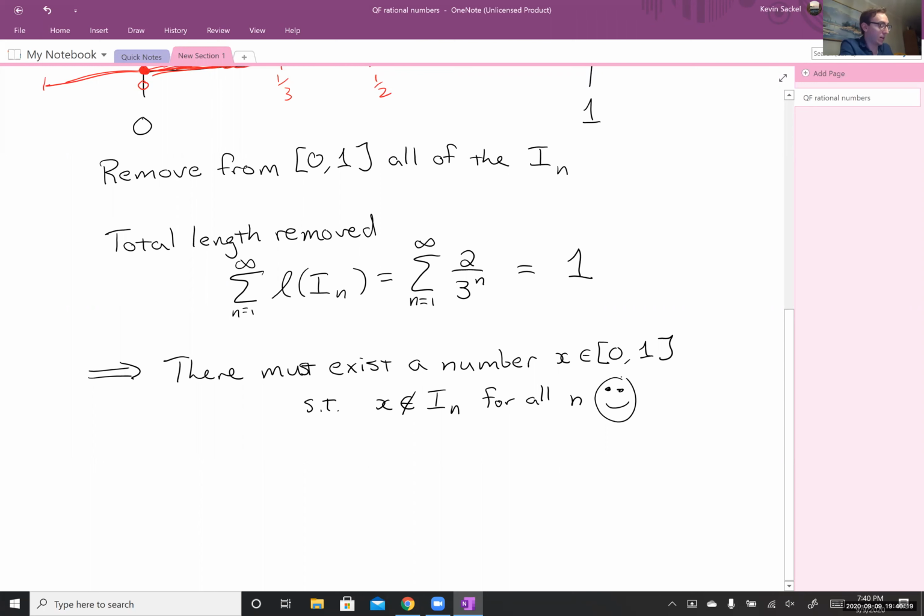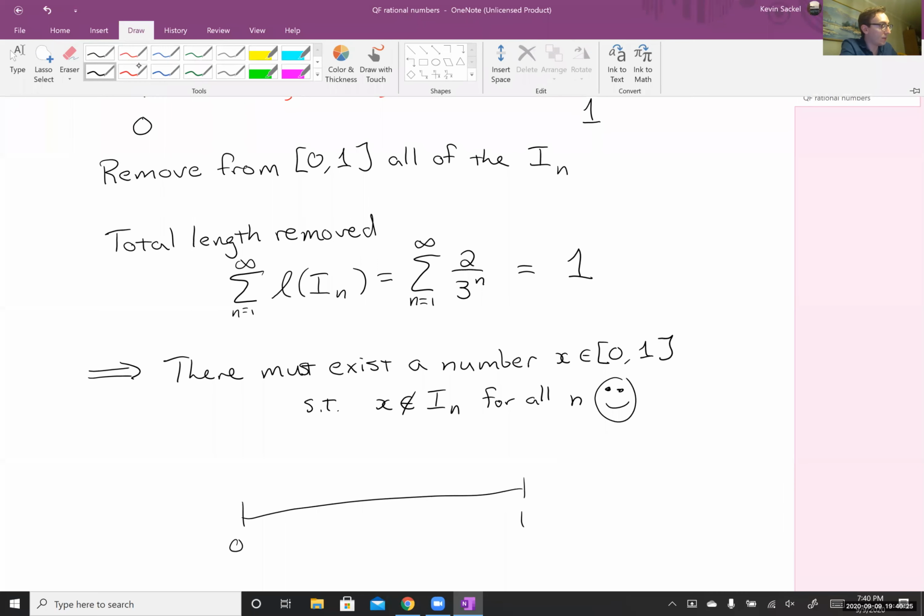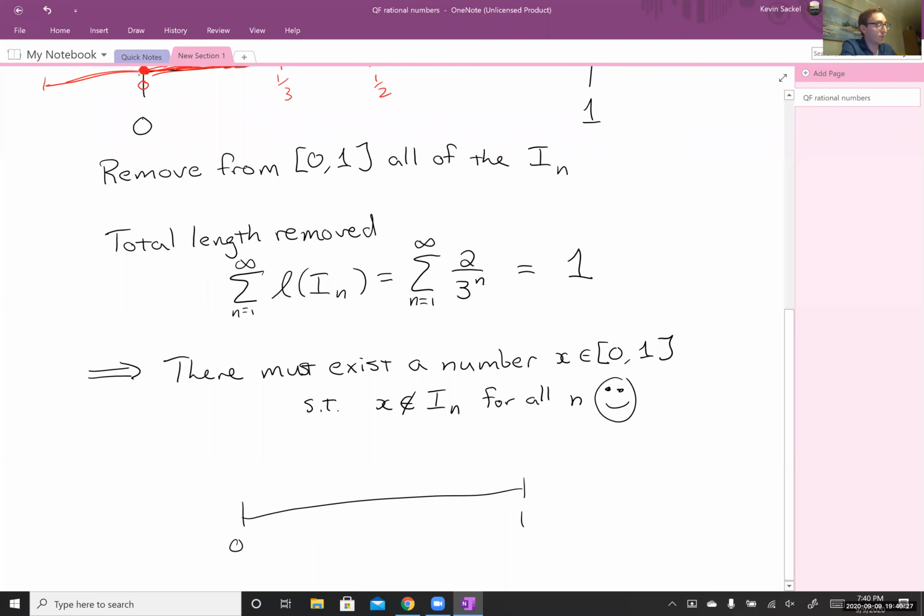So yeah, this is already surprising. If you think about what's going on, we have this interval from 0 to 1, and we're removing all of these little intervals from it. So we've removed all of these intervals going along. And we've done it in such a way that we've removed all rational numbers.